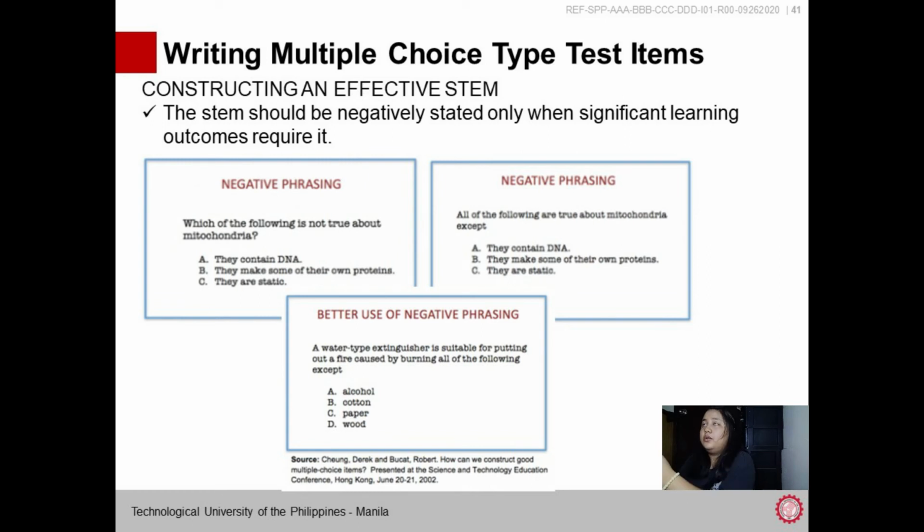So, hinahanap lang rin dito kung true or false. Okay? So, kapag ang nasa question ay not true, ang ibig sabihin nun, hinahanap niyang answer is false, which is negative. Okay? So, sa pag-construct ng better negative phrasing, kailangan i-state natin kung anong type ng isang item, okay? Sa alternatives, for example, a water type extinguisher is suitable for putting out fire caused by burning all of the following. Ibig sabihin nito, lahat daw dito ay tubig or liquid siya.